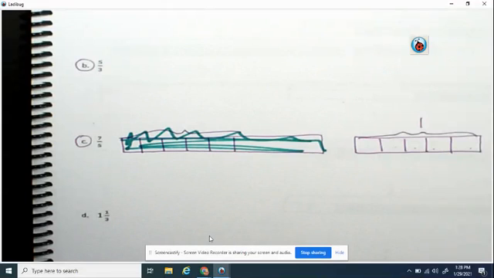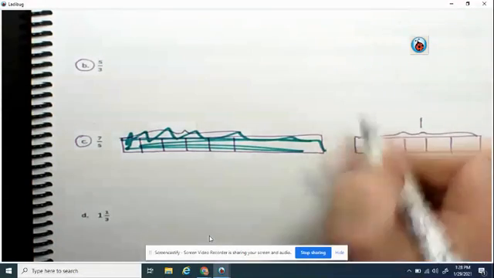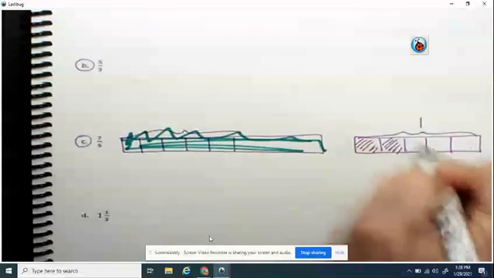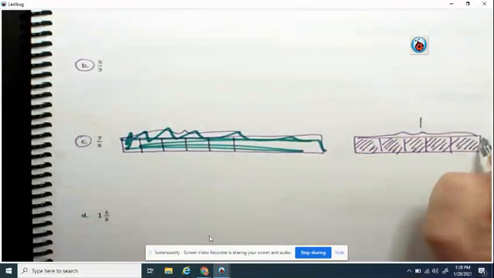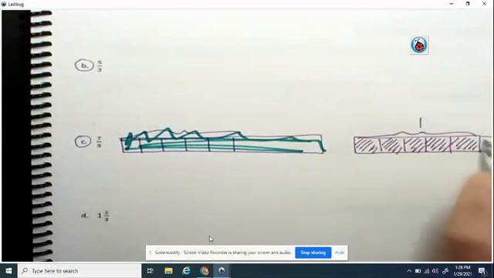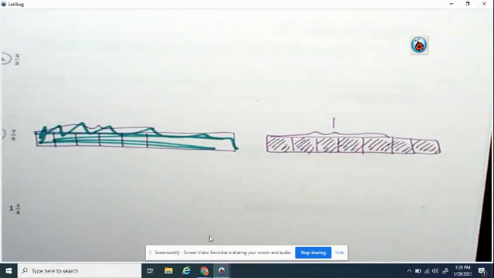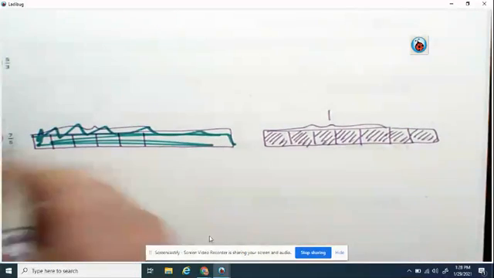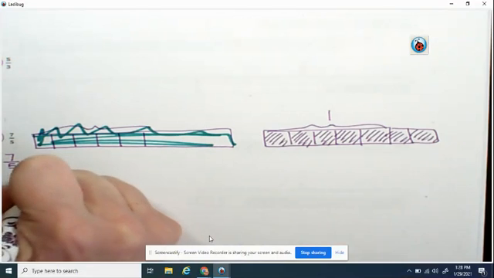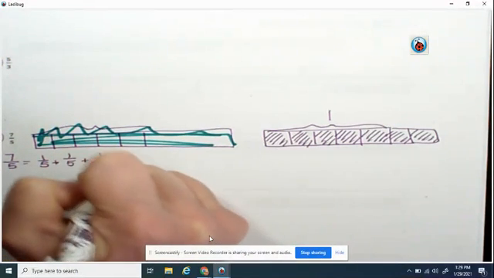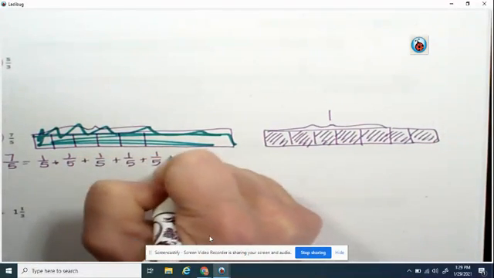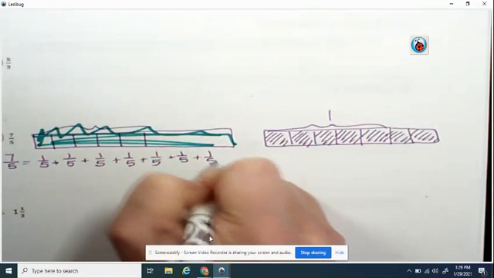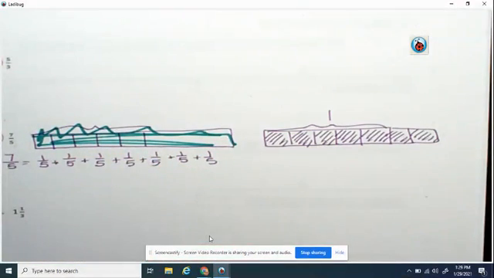Okay, so there's my 1, which is equal to 5/5. 1, 2, 3, 4, 5. Okay, I need 7, 6, and 7. All right, so now I've got it. I've got 7/5. So we're going to start with 7/5 is equal to 1/5, 1/5, 1/5, 1/5, 7 times. 1/5, 1, 2, 3, 4, 5, 6, 7. So 7/5 equals 1/5 7 times.